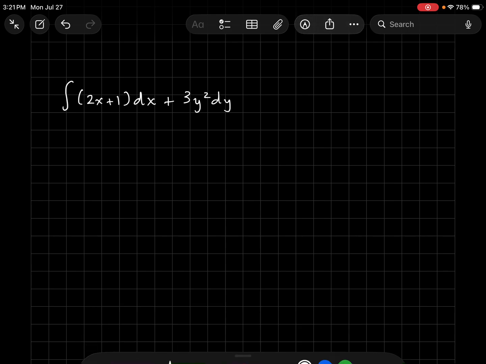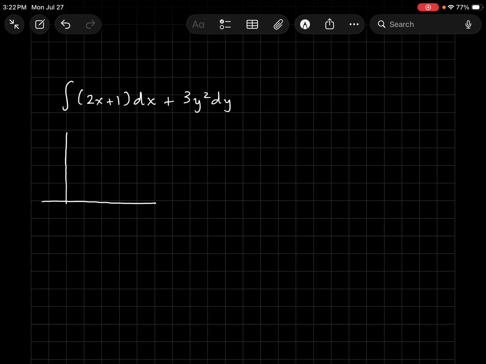Actually, I'll draw it for you here. Let's do the exact same integral, and we'll do the exact same starting point over here. Let's do it 1, 0. And let's do it kind of piecewise like this.